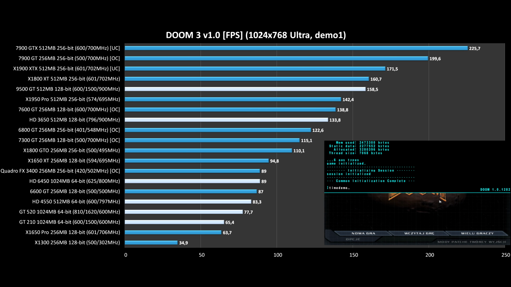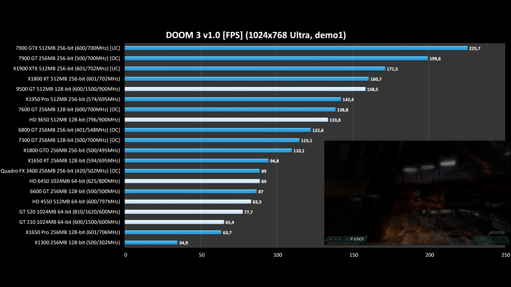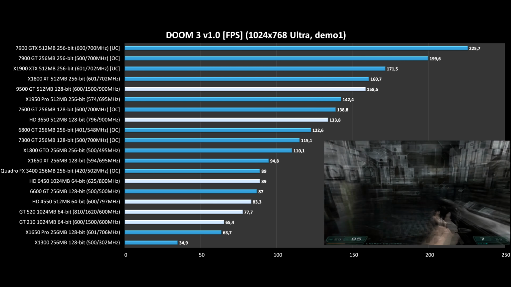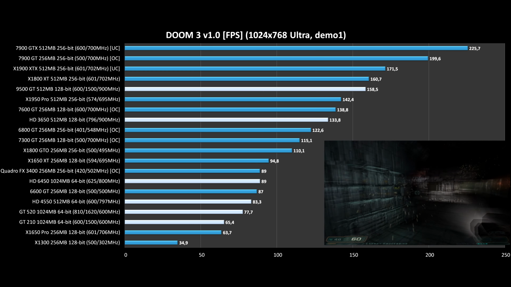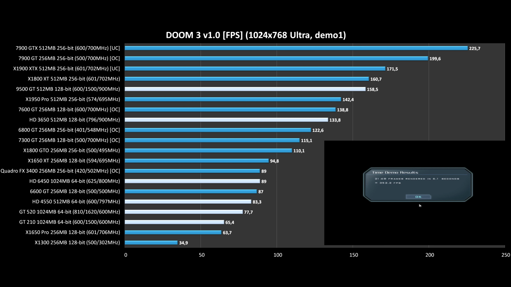Doom 3 is an OpenGL game that likes old Nvidia cards, as can be seen with underclocked 7900 GTX and 7900 GT being top. 9500 GT is tied with X1800 XT, which itself isn't that much slower than X1900 XTX. HD 3650 is 9% faster than overclocked 6800 GT and 4% slower than overclocked 7600 GT.